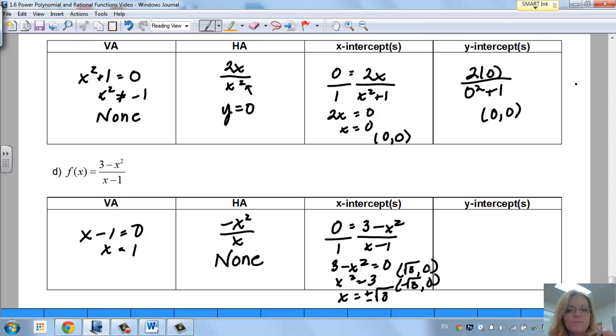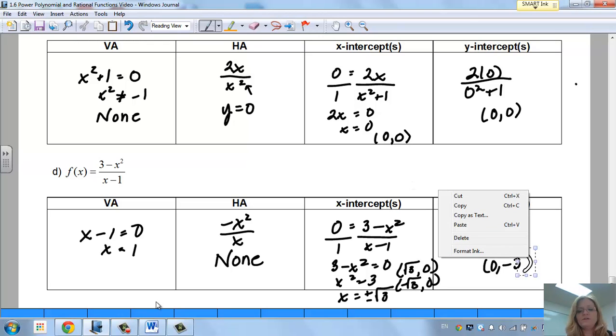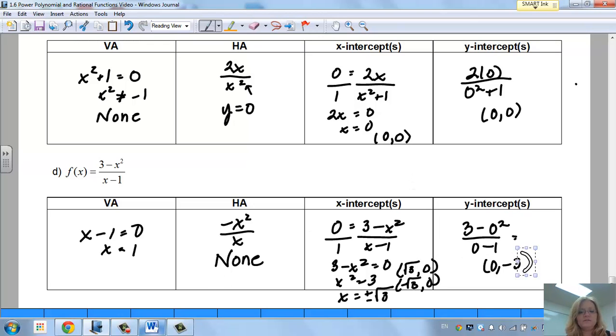And the y-intercept is when I put x as 0, so I have 3 minus 0 squared over 0 minus 1. So I have 3 over negative 1, or negative 3. So my y-intercept is 0, negative 3. And like I said, we're going to practice graphing these because I want to be able to have you go both ways. So that concludes this video.